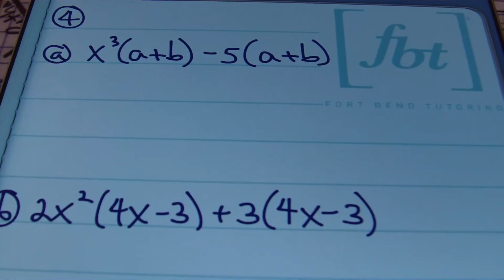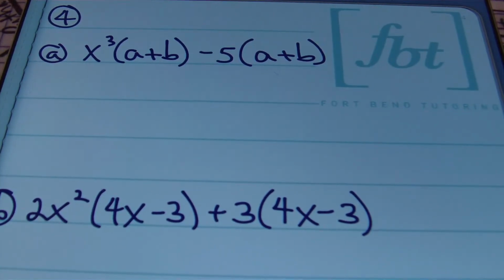In problem number 4, we have the following. We have x cubed times the quantity of a plus b minus 5 times the quantity of a plus b. My question to you is this. How many terms do we have in this problem? Remember that terms are separated by plus or minus signs, right? So I have one term in this, x cubed times a plus b, and I have another term which is negative 5 times a plus b. So we only have 2 terms in this expression.